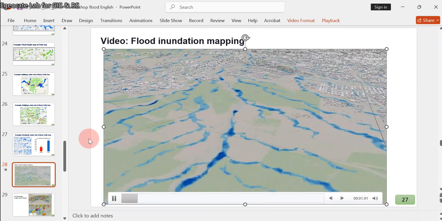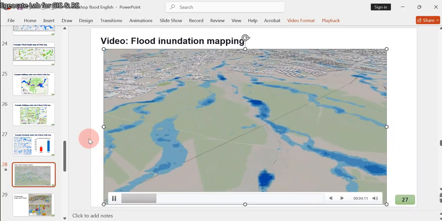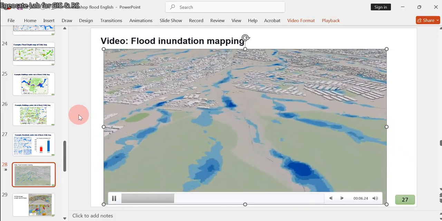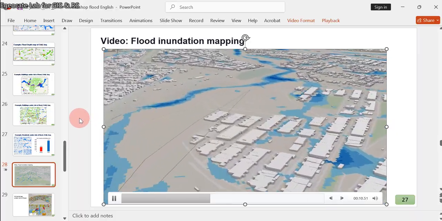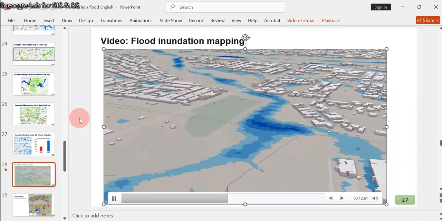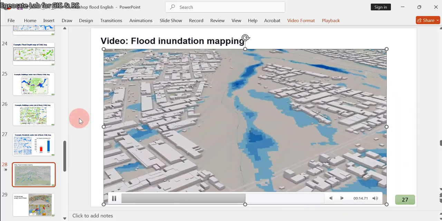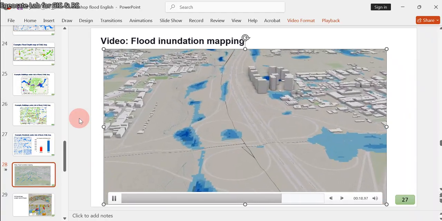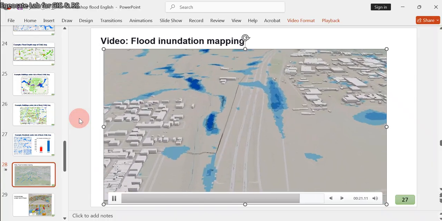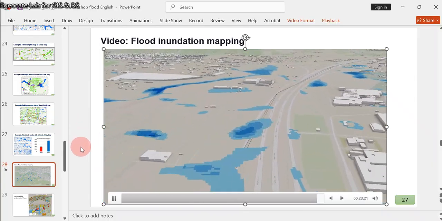And this is the simulation which we created for Erbil City by using the ArcGIS Pro flood simulation. These are the 3D maps of the inundated area and the buildings. The darker the blue, the deeper the flood, meaning more flood depth in Erbil City.